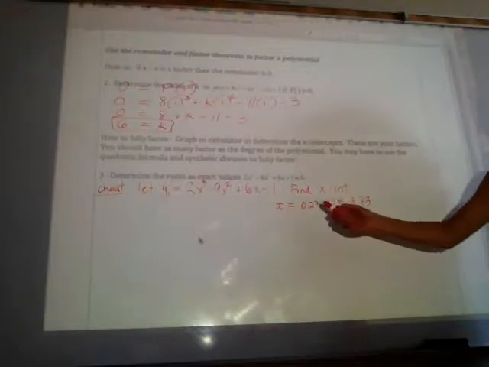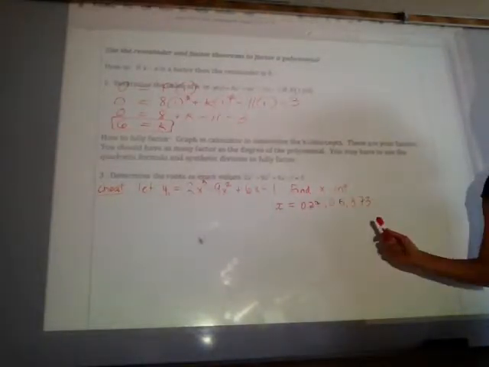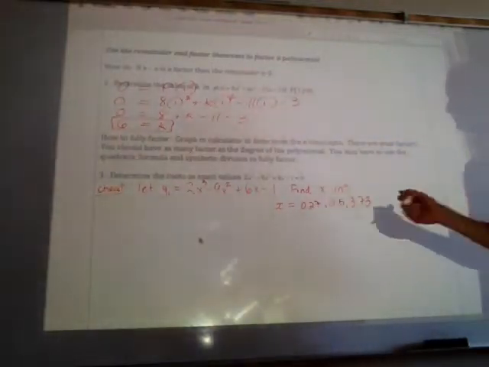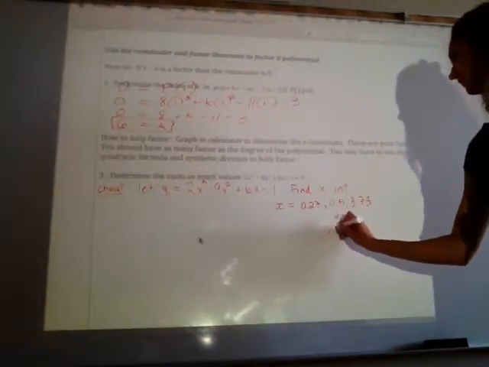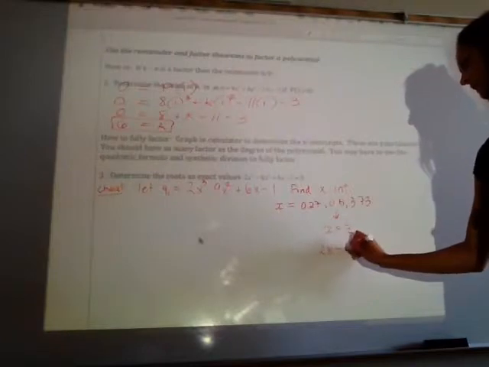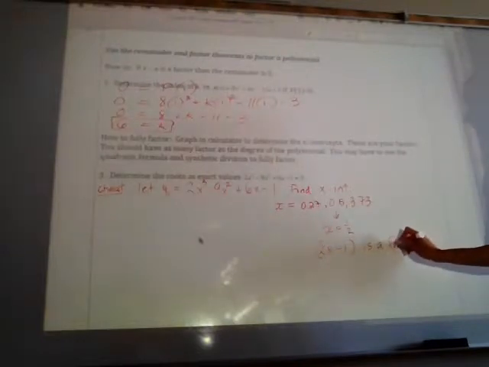So taking a look at these solutions here, they look a little messy, right? But this one, not so much, 0.5. That means x equals 1/2, right? If I were to write that as a factor, I would get 2x minus 1 as my factor. So 2x minus 1 is a factor.